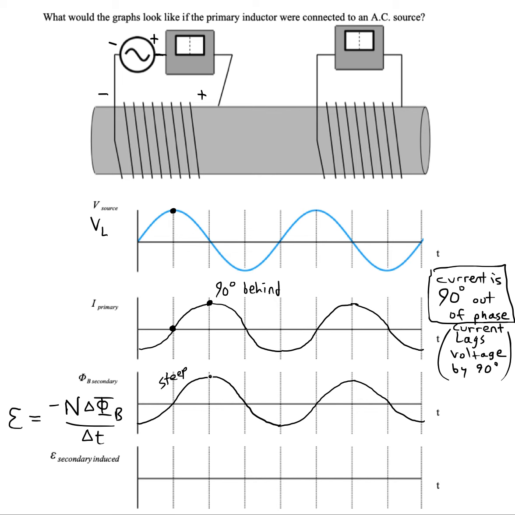Right here, when we're at a peak, it's not steep at all. Which means it's changing the most here, and it's not changing at all at the peak. What ends up happening is we get the same type of graph that we had for the original voltage, but because of the negative here, I'm going to switch the direction.